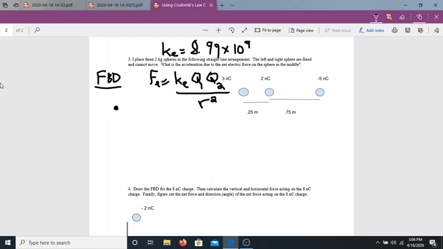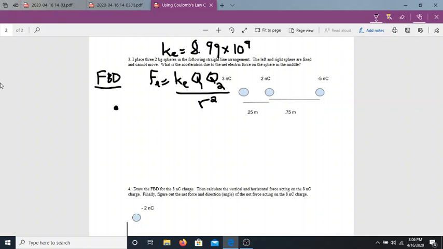Now, this question wants us to figure out what the acceleration due to the net electric force on the sphere in the middle is. That's a lot of science words. Literally, what it comes down to is I just want to figure out how fast the sphere in the middle is speeding up. Now all 3 of these spheres are 2 kilograms, and for the sake of this particular question, we are only going to worry about electric force. There's going to be a problem later on where you're going to see why we can ignore gravity, because I promise we can't. So, just like we do in any other question, we start by drawing an FBD.